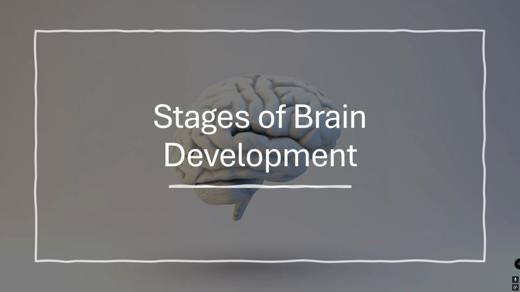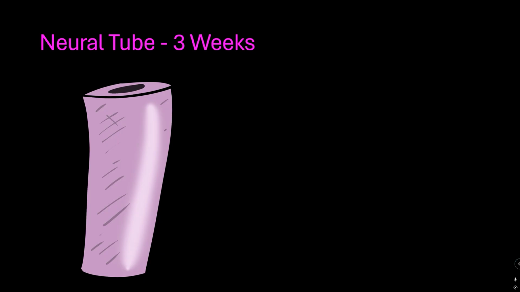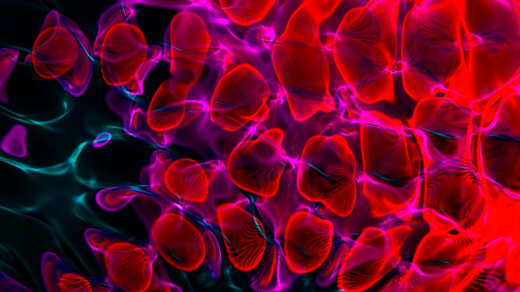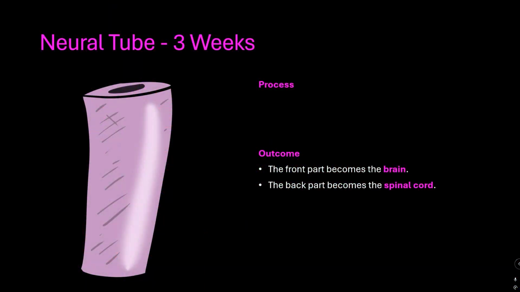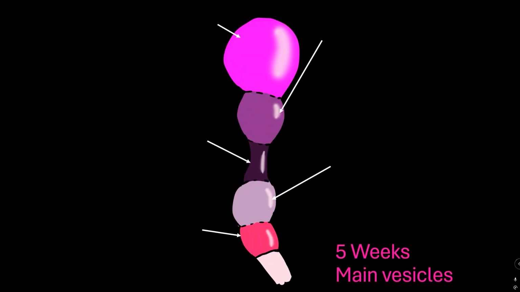Stages of brain development. So we start off with the neural tube, from roughly 3 weeks. The brain and spinal cord begin as a flat sheet of cells called the neural plate. This folds and fuses to form the neural tube. The front part becomes the brain and the back part becomes the spinal cord. A key event is the closure of the neural tube, and problems here can lead to neural tube defects, things such as spina bifida.